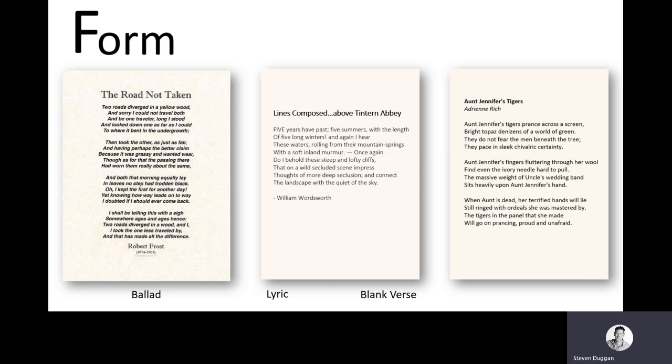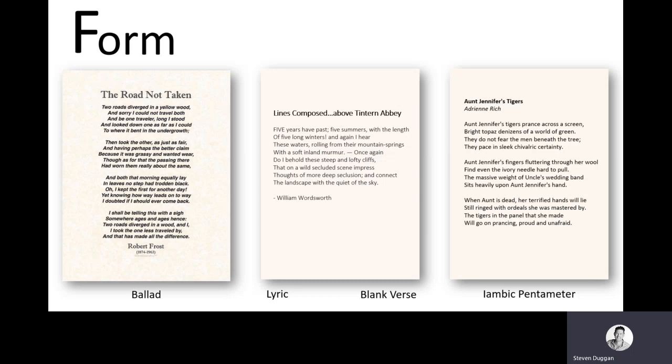Now, most of Shakespeare's plays are written in blank verse. One of the reasons for that is it makes it easier for the actors to remember what is often very, very large parts. And then lastly, we have Aunt Jennifer's Tigers by Adrienne Rich. And what might not be immediately obvious is this is actually written in iambic pentameter. Again, the lines are all of 10 syllables long, but in this instance, we also have a very regular rhyme scheme which runs all the way through the poem.